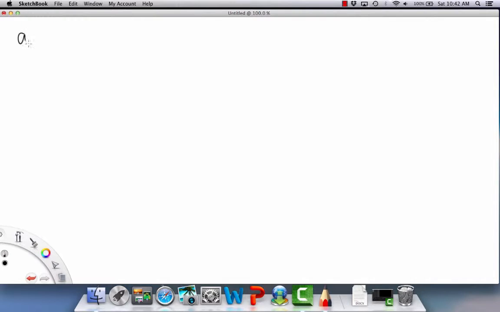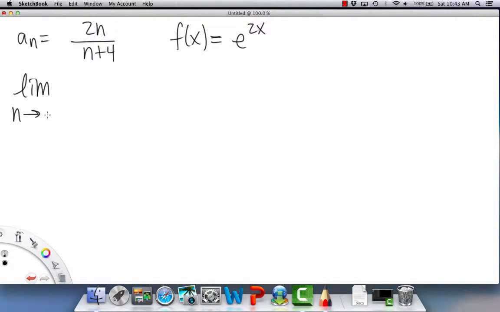Let's say we're given the following sequence: a_n equals 2n over n plus 4. And then the problem tells us to apply this to the following function, f(x) equals e to the 2x. What we're asked to compute is the limit as n goes to infinity of f of a_n, so f of the sequence.